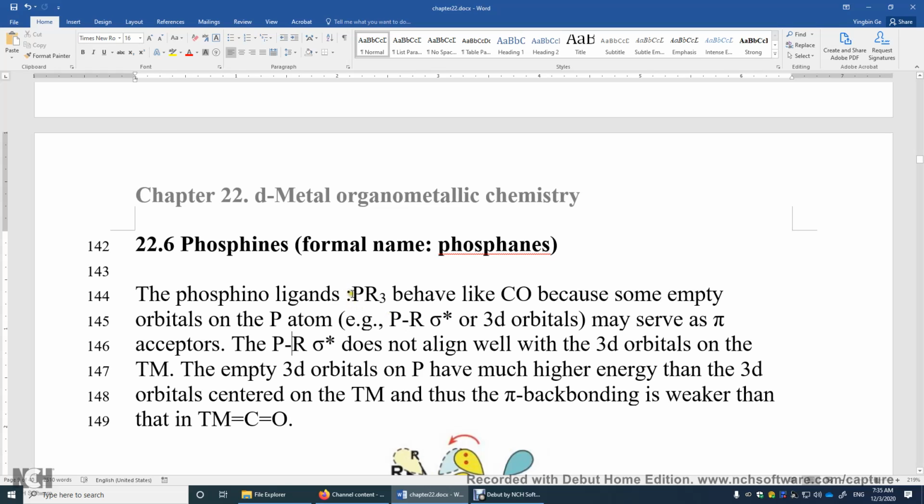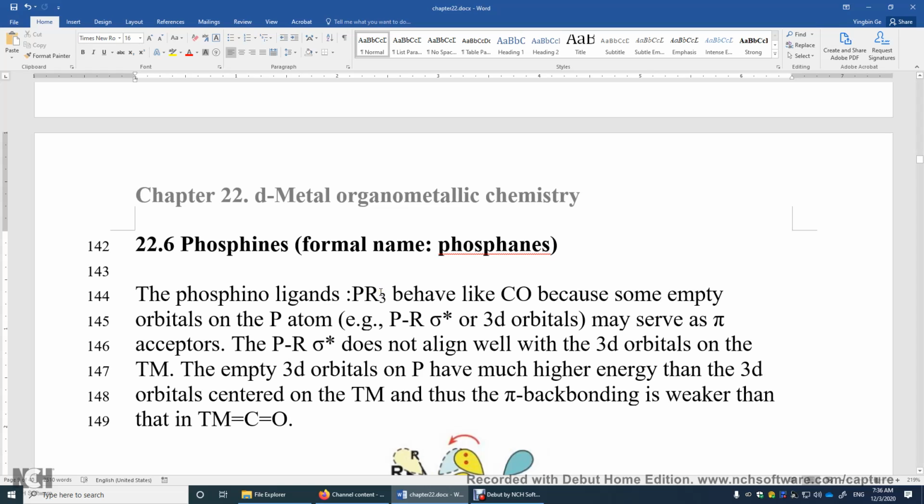So if you look at this structure, this phosphine has a lone pair of electrons that can be donated to the metal to form a sigma bond. At the same time, there are empty orbitals on the phosphorus atom, for example, the P-R sigma star antibonding orbital that can accept electrons from the metal. Phosphorus also has empty 3d orbitals that can accept electrons from the 3d orbitals of the transition metal. So again, this phosphine ligand is both a sigma donor and a pi acceptor.